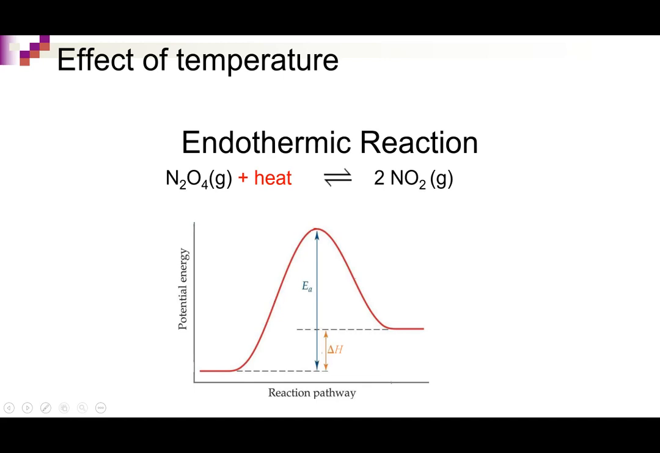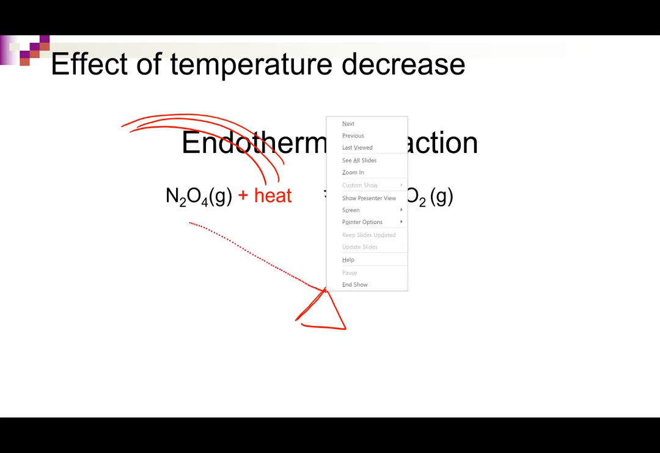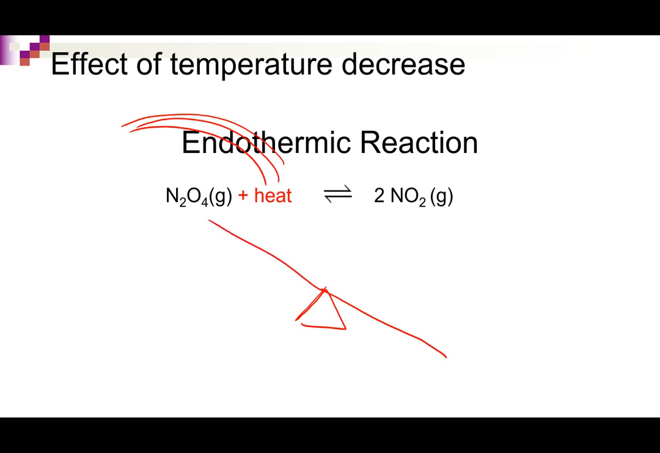All right. So if heat is now a reactant, we can still think about increasing and decreasing the temperature. If I decrease the temperature, I am removing a reactant. So if I remove the reactant, this side is going to feel light and this side is going to feel heavy, right? So it's going to push towards whatever I'm removing. I'm removing a reactant, so it's going to push back towards the reactants.